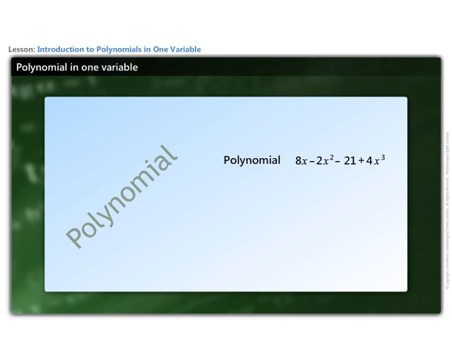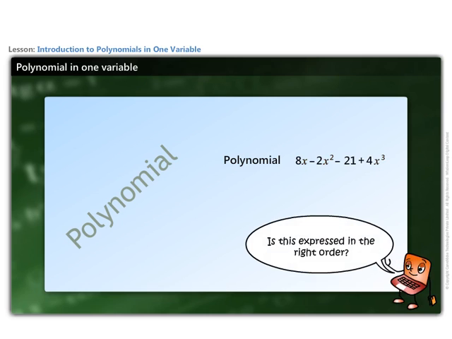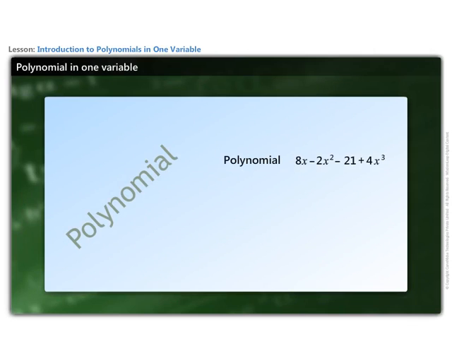Now, consider the polynomial 8x minus 2x square minus 21 plus 4x cube, which is a polynomial in variable x. Is this expressed in the right order? No. Polynomials are expressed in the standard form of decreasing order of their powers, that is, 4x cube minus 2x square plus 8x minus 21.